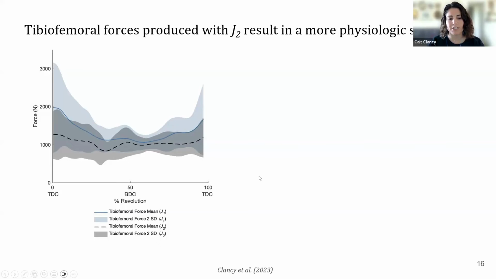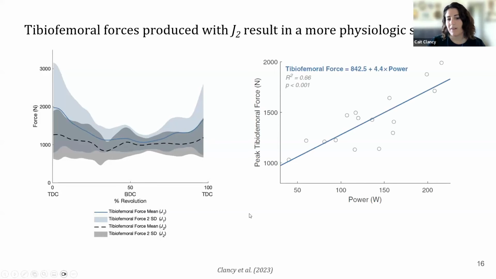data found in literature. And finally, when we look at the peak tibiofemoral force and plot it against the power output of the cyclist, we see that power is a strong predictor of the tibiofemoral force in our alternative objective function. And this also much more closely agrees with literature.